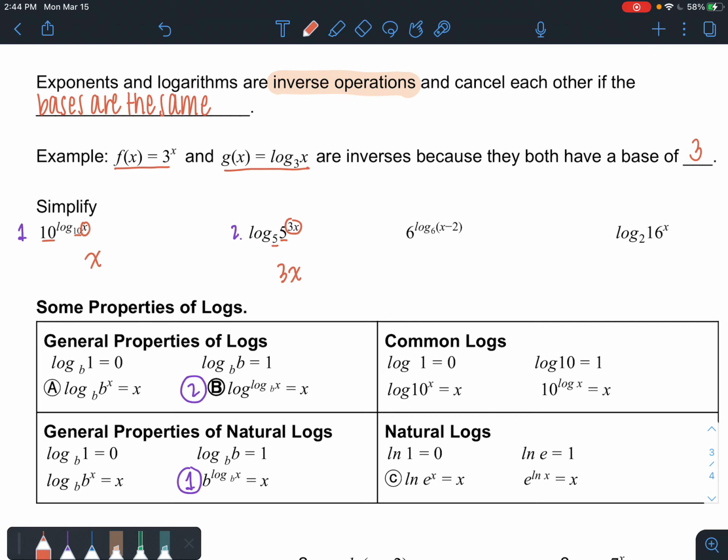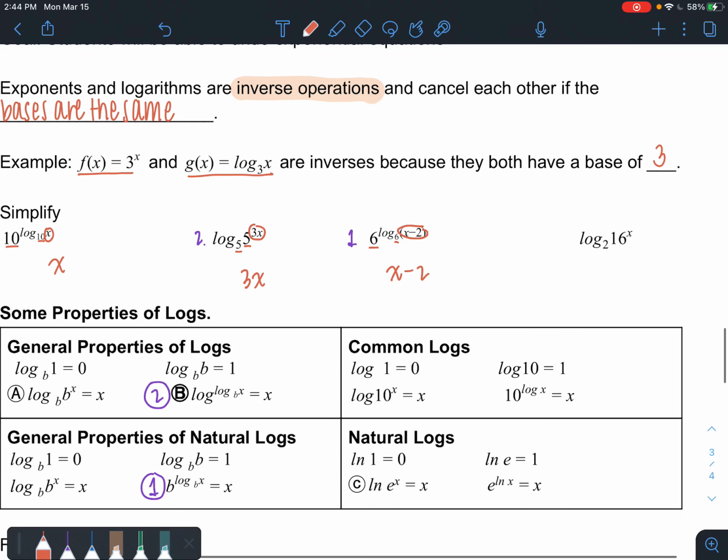Okay, this one here, I've got 6 and 6, and so I'm left with the x minus 2. This one's the same property as the first one here, so I'm left with x minus 2. And then this one here.